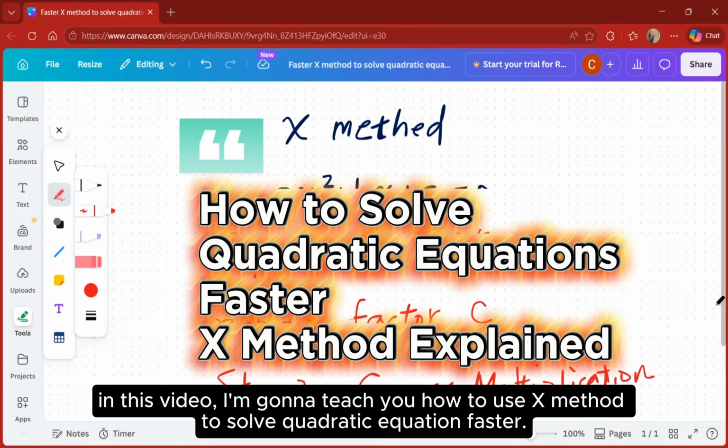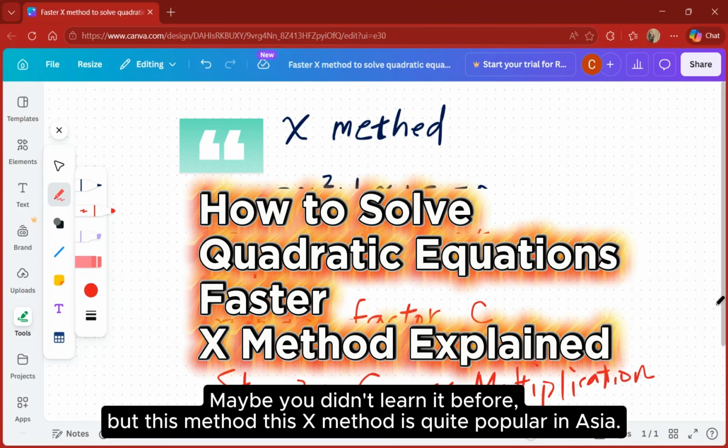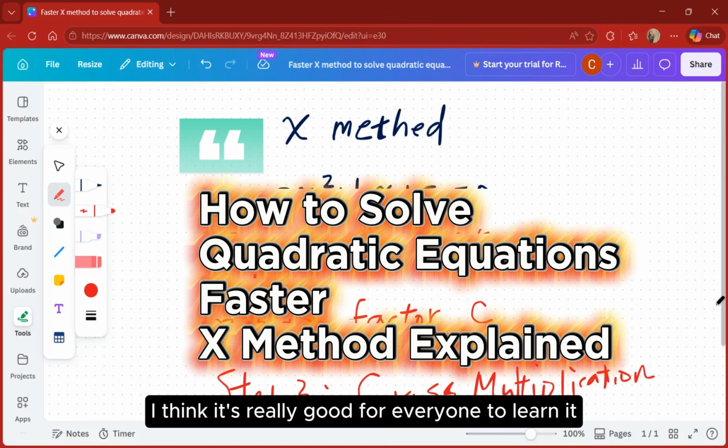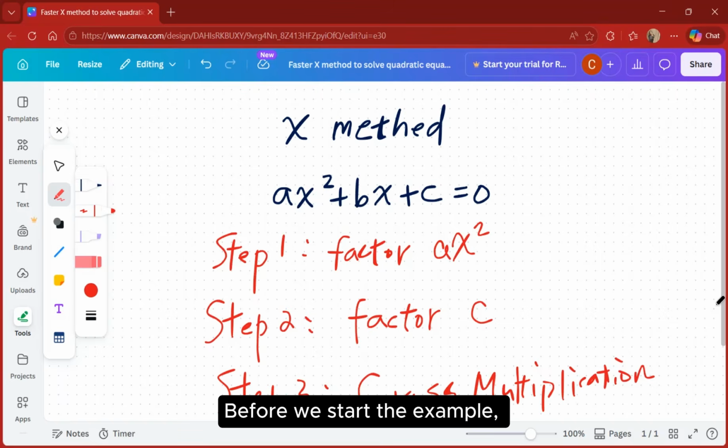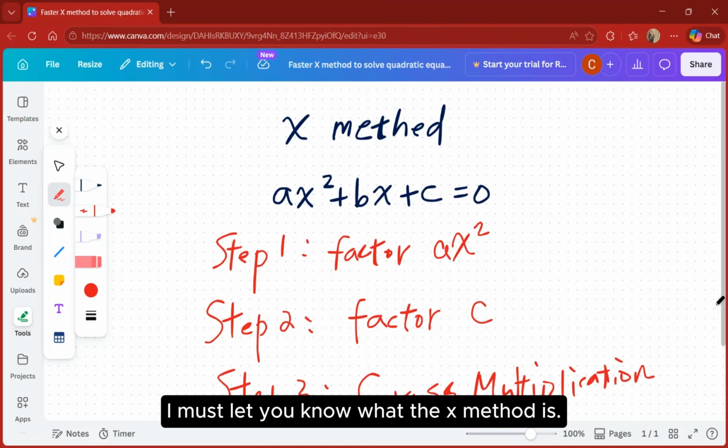In this video, I'm gonna teach you how to use the X method to solve quadratic equations faster. Maybe you didn't learn it before, but this X method is quite popular in Asia. I think it's really good for everyone to learn it. Before we start the example, I must let you know what the X method is.